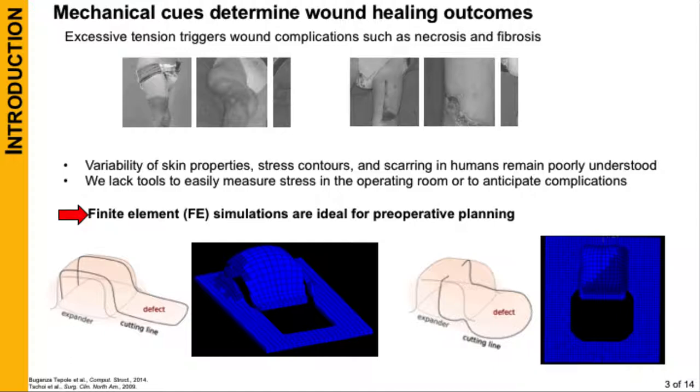Now, what are the challenges that the clinicians face? One of them is the variability of the biological response and also the material properties among the different patient populations, the specific procedure that a patient has to go through, the anatomical region where the operation takes place, and also that we lack tools to easily measure the stress in the operating room. So usually the surgeons base their decisions on trial and error and just their experience.